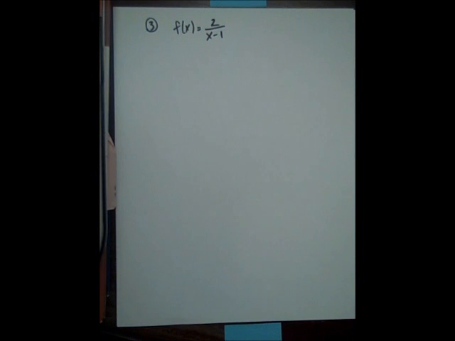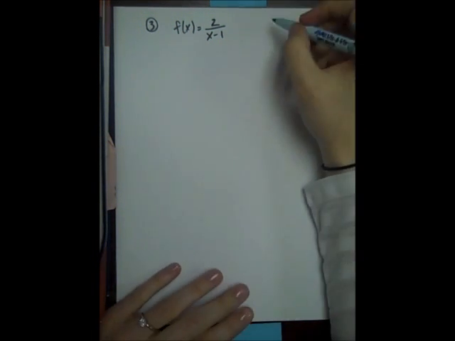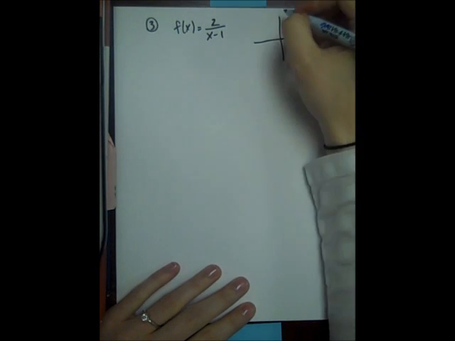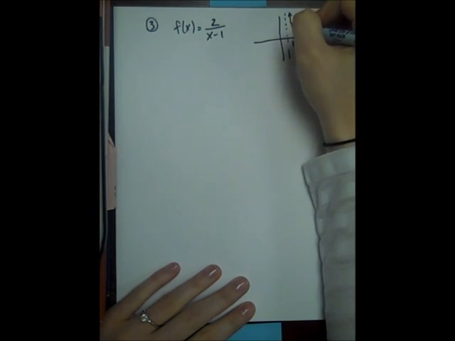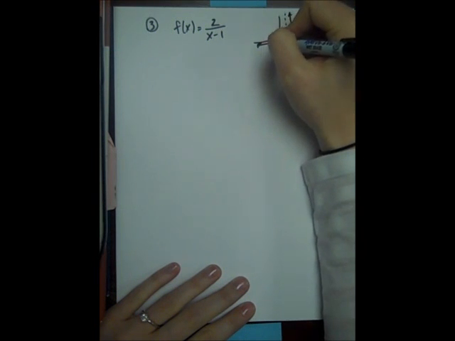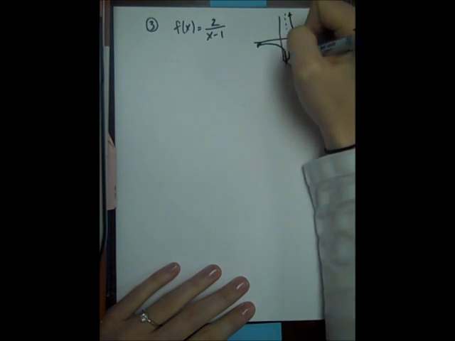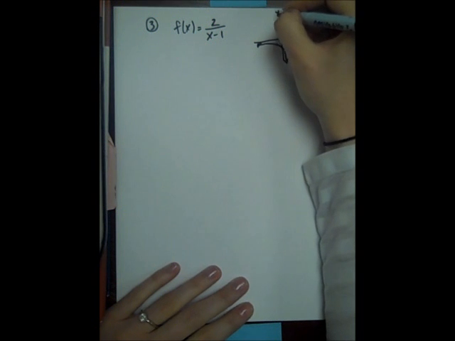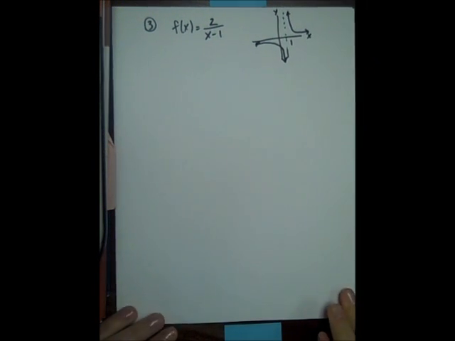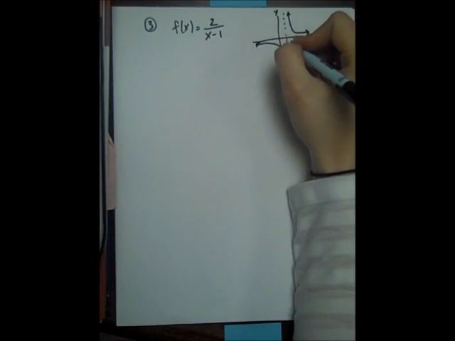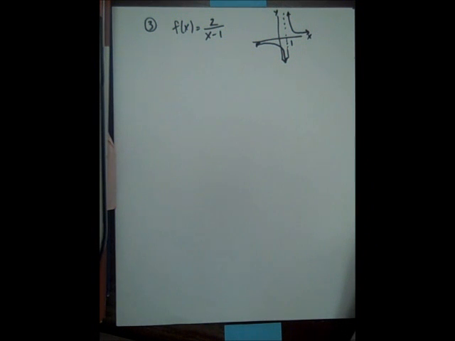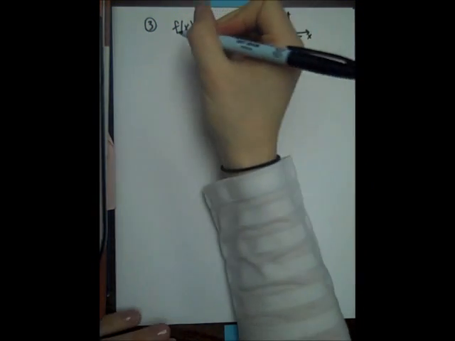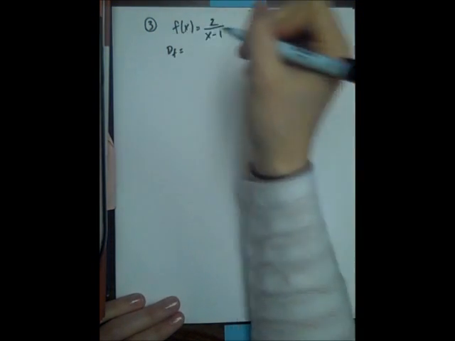First question to ask yourself, does f inverse exist? Well, let's see if we draw the picture. This one has a vertical asymptote at 1 and looks like this. And again, you can use your calculator to plot these functions. You don't have to necessarily just know what they look like. Does this function pass the horizontal line test? Yes, it does.